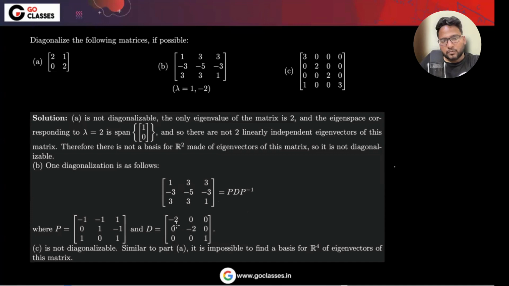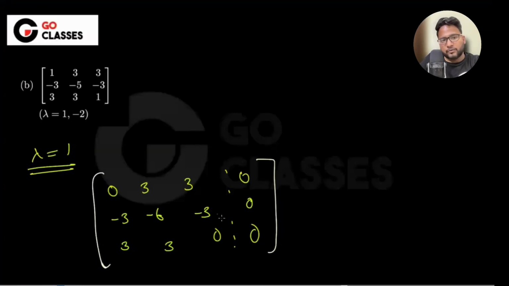Corresponding to minus 2, these are the two eigenvectors we are getting, and corresponding to 1, we are getting this as an eigenvector. So maybe for one of them we can find it out. Can you find the eigenvector corresponding to 1? You need to shuffle first. Maybe let's just shuffle it.